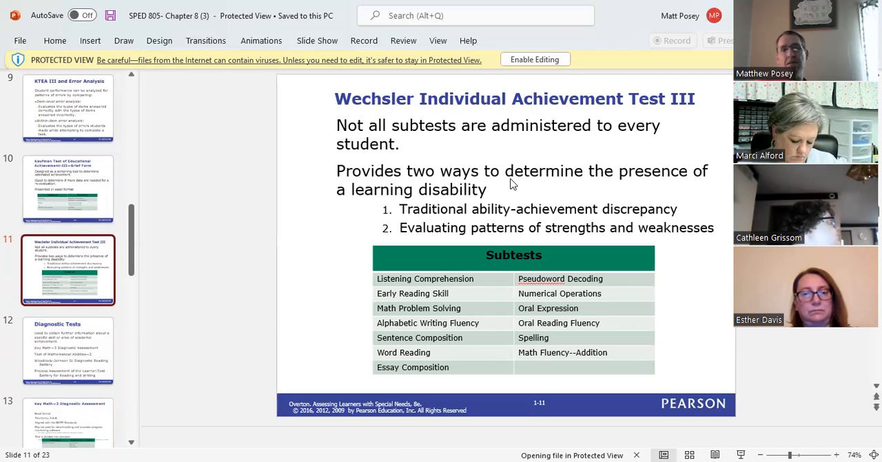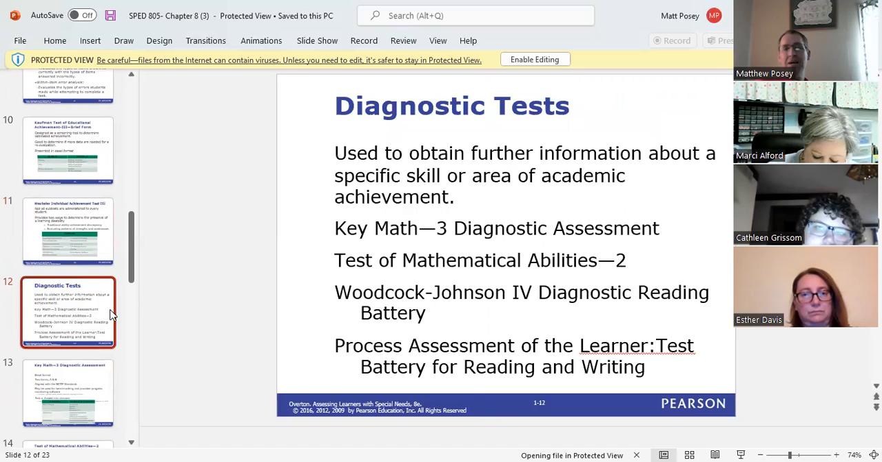The Wechsler achievement test. Again, you will see it provides multiple subtests: listening, early reading skills, math problem solving, sentence composition, essay composition. All these you're going to see similarities depending on what battery of assessments. So I just want to take a little bit of time and share these with you.